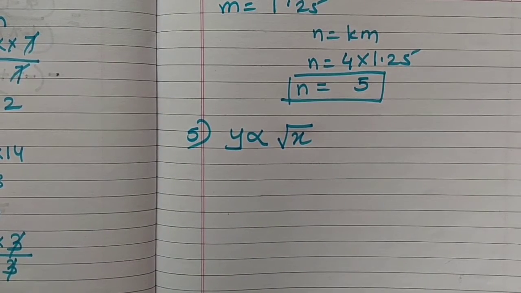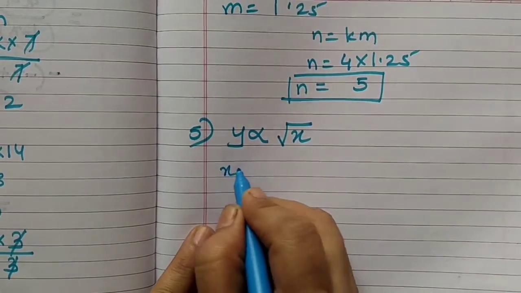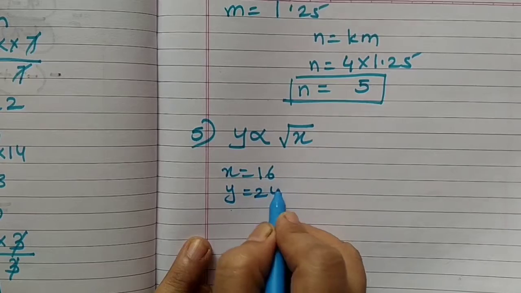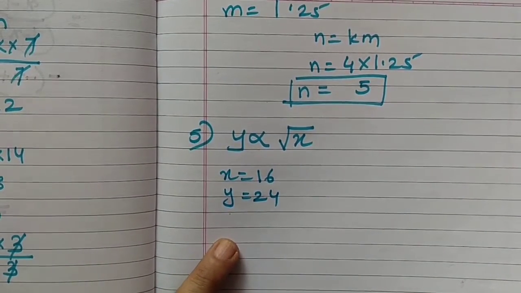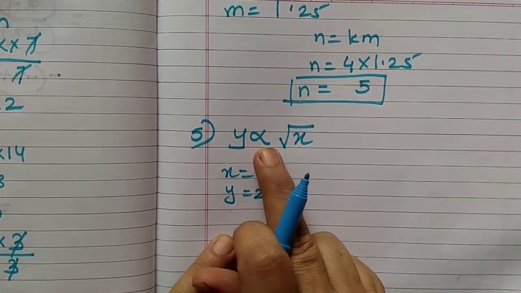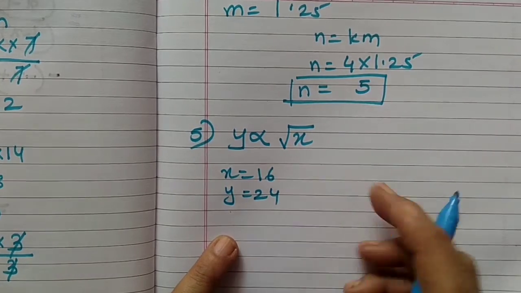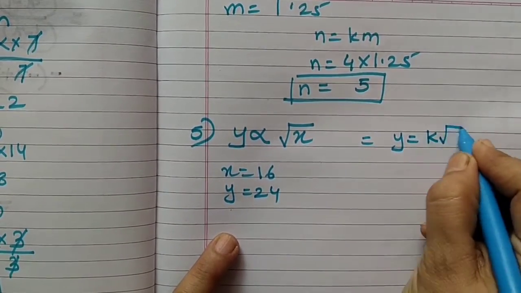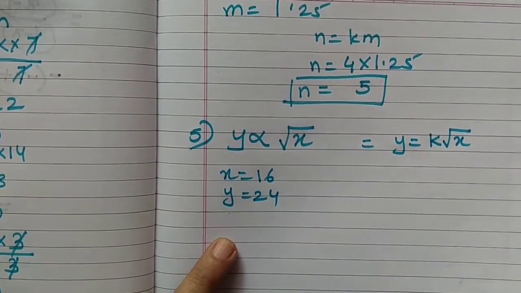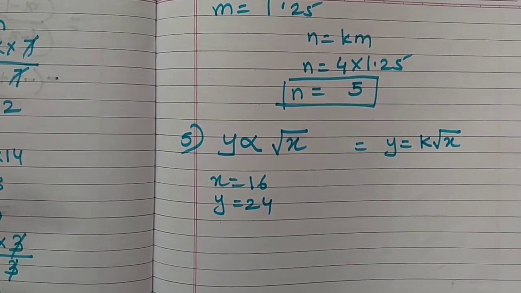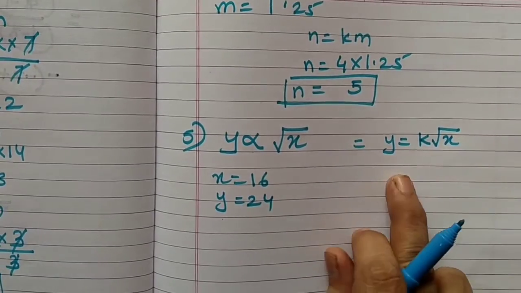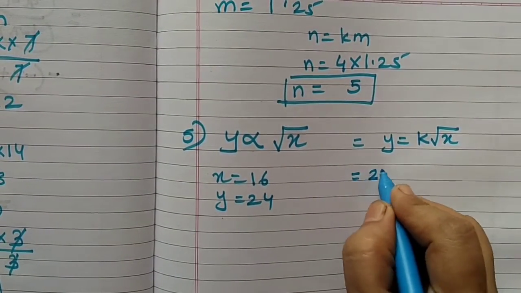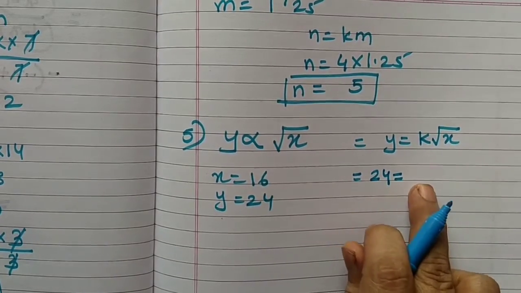Now what I have asked you is, when x is equal to 16, y is equal to 24. Now we have to find the relation. Now y varies directly as the square root of x, so this will be y is equal to k into square root of x. So we will find out the relation now. y is 24. What is k? We have to find out, right?